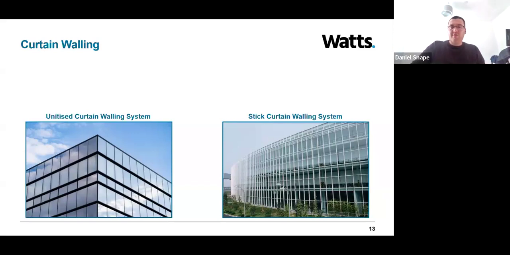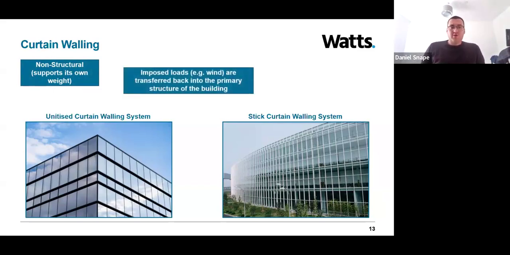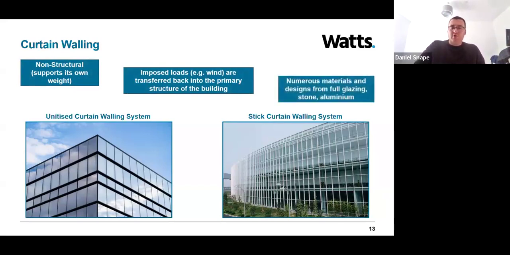But looking at some of the key factors of curtain walling. Firstly, it is non-structural, so curtain walling systems typically support their own weight. The imposed loads, such as wind, for example, are transferred back into the primary structure of a building. Generally, one of the main advantages is that you can have all sorts of materials. We often think of curtain walling as large spans of glazing, but actually they can include a range of materials such as stone and metals.